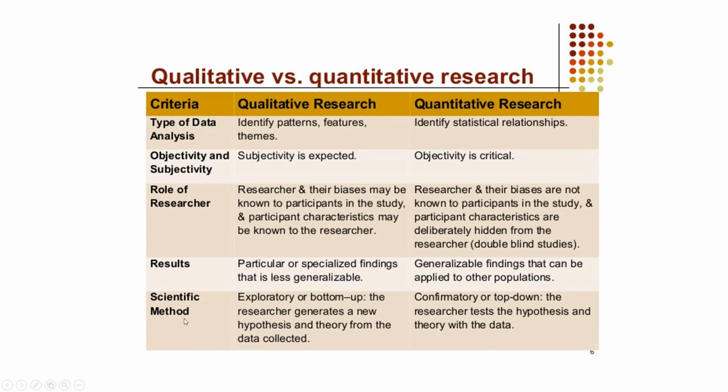The scientific methods are also different. In qualitative research, it can be exploratory or bottom-up. The researcher generates a new hypothesis and theory from the data collected. In quantitative research, it is confirmatory or top-down. The researcher tests the hypothesis and theory with the data.